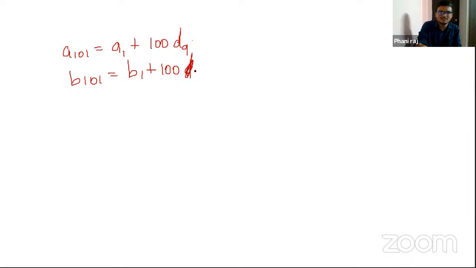See, a101 is a1 plus 100 into d, correct? b101 is b1 plus 100 into d. Yeah, this is dA and this is... okay, sorry, they are in GP, right? I'm sorry, I forgot that. b1 into common ratio to the power 100, into 2 power 100.